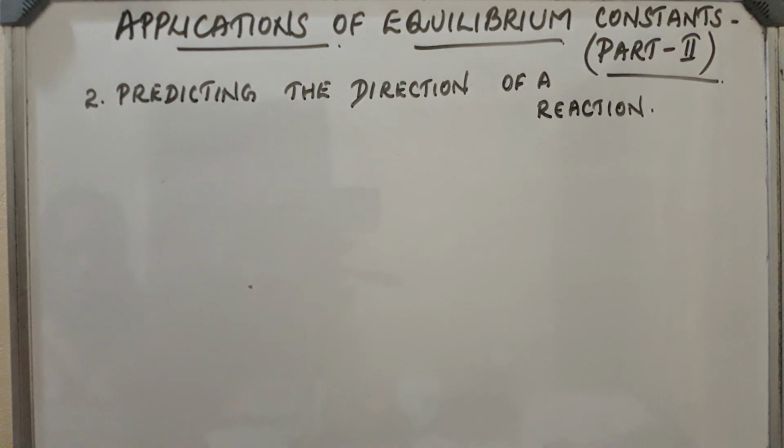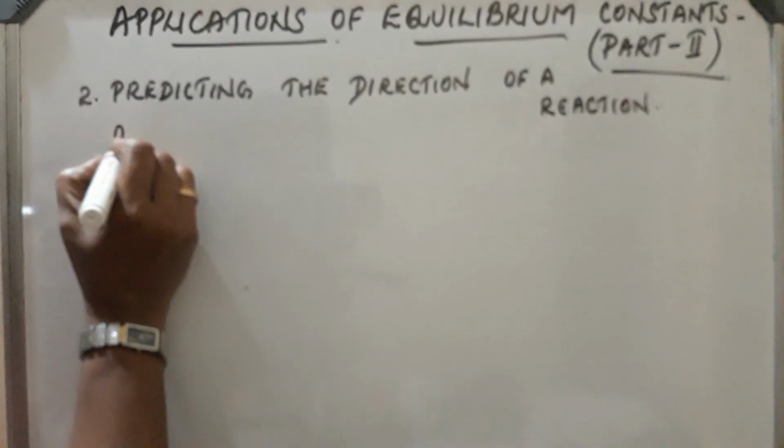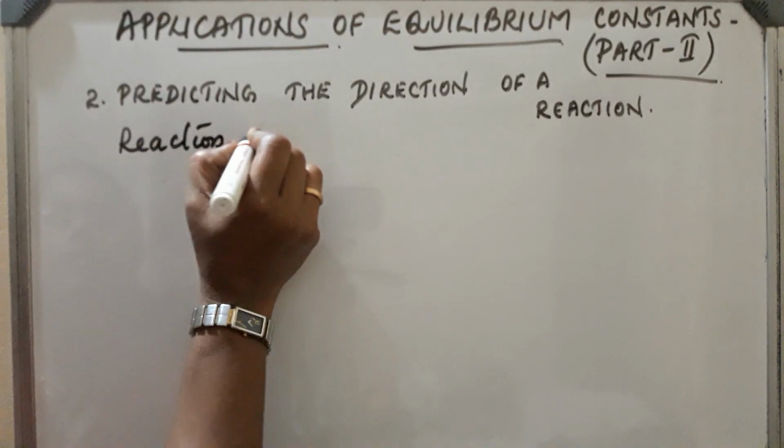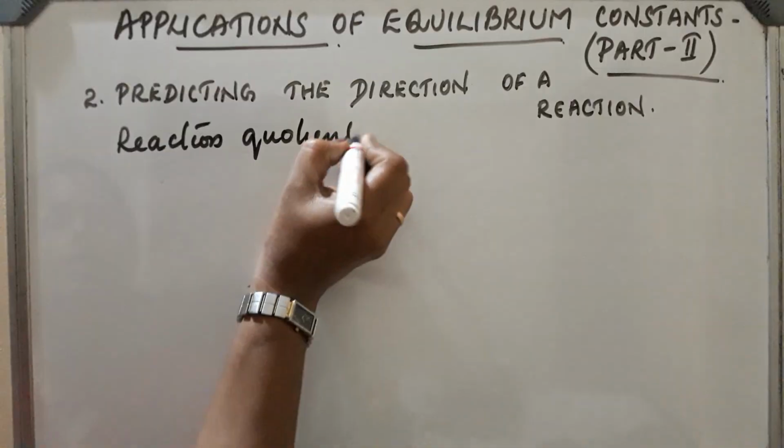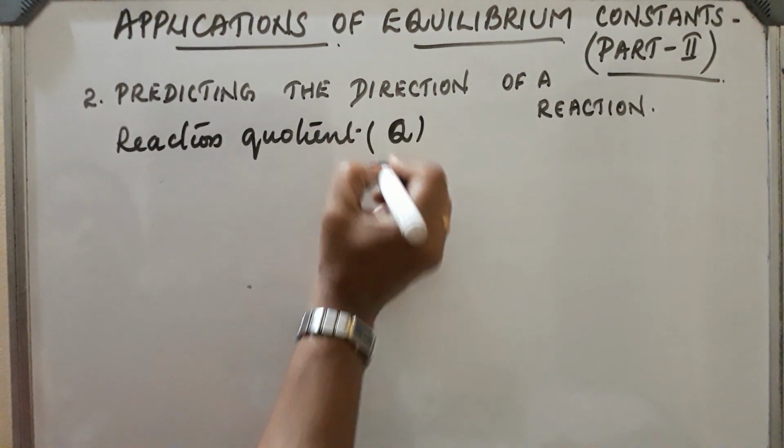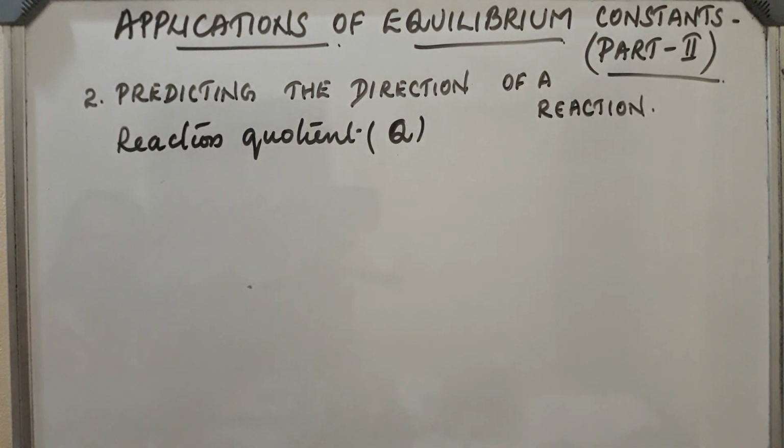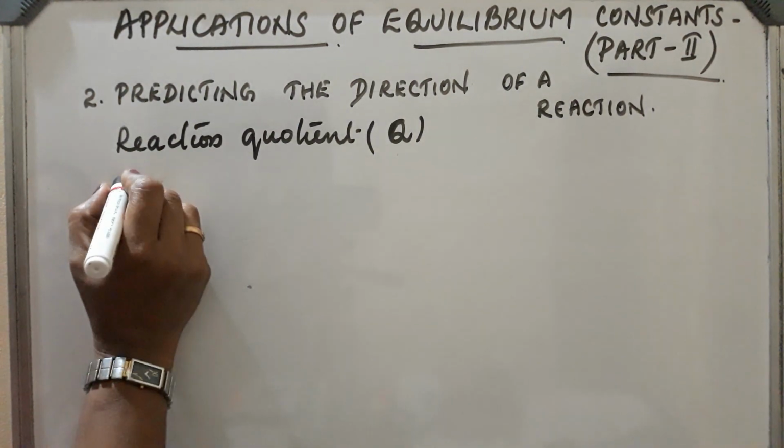Applications of equilibrium constants. Second point is predicting the direction of a reaction. The equilibrium constant is also used to find in which direction the mixture of reactants and products will proceed, that is, whether the reaction takes place in the forward direction or in the backward direction. For this, first we have to calculate the reaction quotient Q, and compare this Q with the equilibrium constant K.